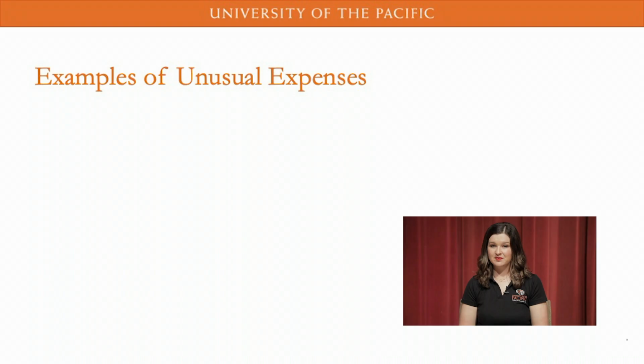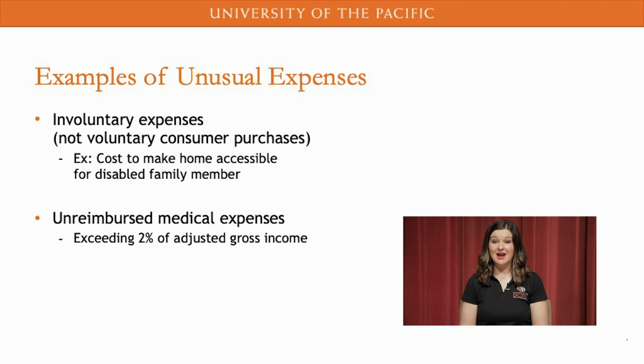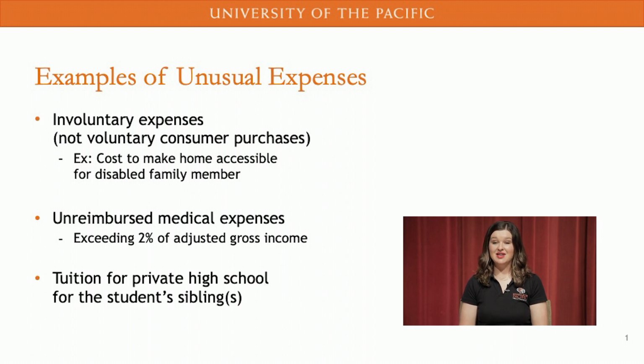Here are also examples of unusual expenses that we can take into account. Involuntary expenses, so consumer purchases would not be included. An example of this would be an expense to perhaps make your home accessible for a disabled family member. Also, if you have had unreimbursed medical expenses, so anything you have had to pay out of pocket that insurance did not cover, typically if it exceeds about 2% of your adjusted gross income, that is something we can take a look at. Also, if you have younger students or siblings in your household that are attending private high school and you are paying for that tuition, that is something we can consider as well.